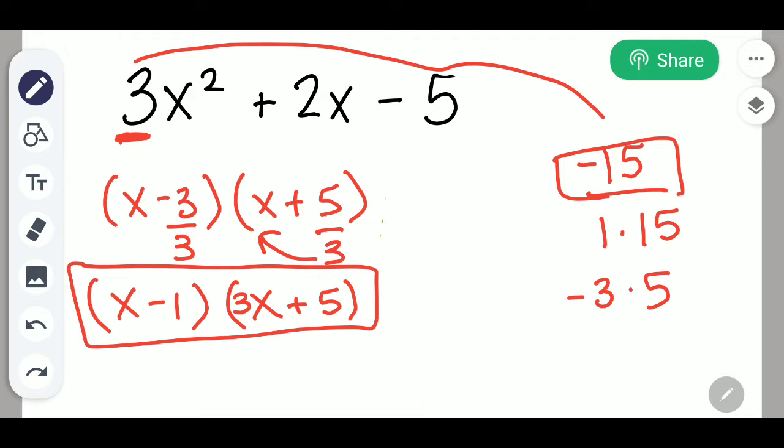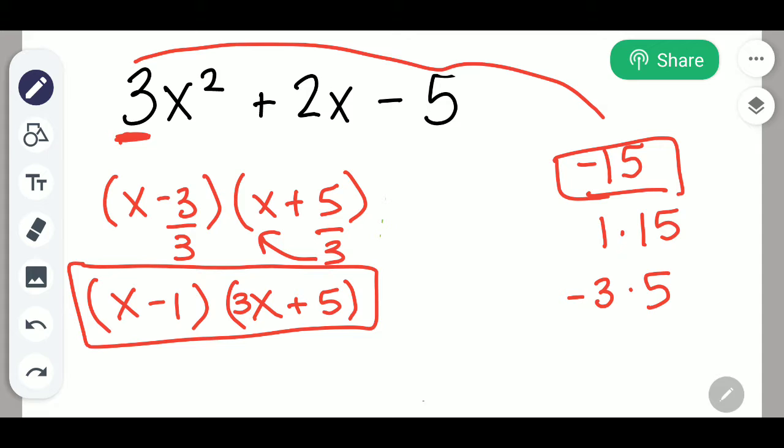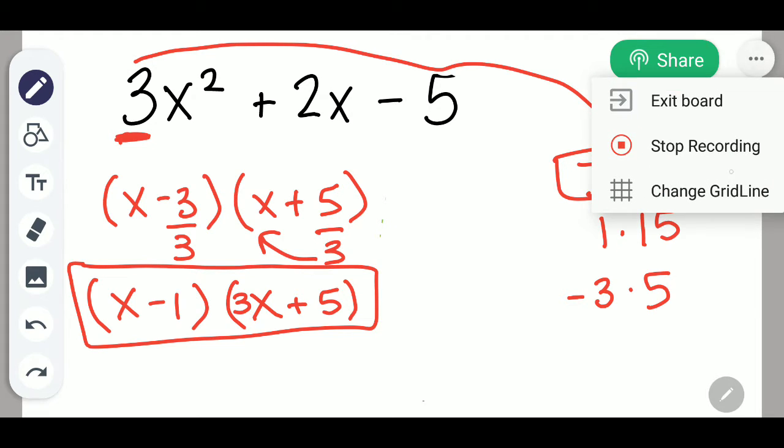All right, so that concludes our factoring lesson. Between yesterday's class time of notes and today's video, hopefully you're better off at factoring.